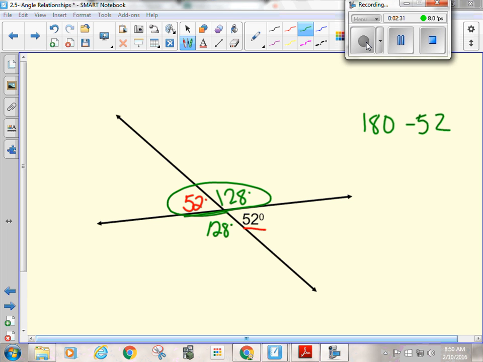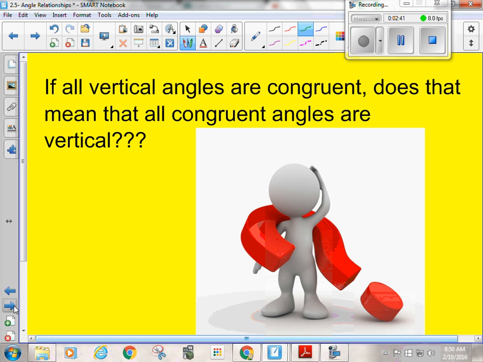Okay, so purely based off of one angle and the knowledge of vertical angles and linear pairs, we can find the other angles. So, question: if all vertical angles are congruent, does that mean that all congruent angles are vertical? All vertical angles are congruent. So are all congruent angles vertical? No. If two angles are congruent, that does not automatically mean they are vertical angles. So just keep in mind that just because my conjecture works one direction does not mean it works the other. Just because vertical angles are congruent doesn't mean congruent angles are vertical.